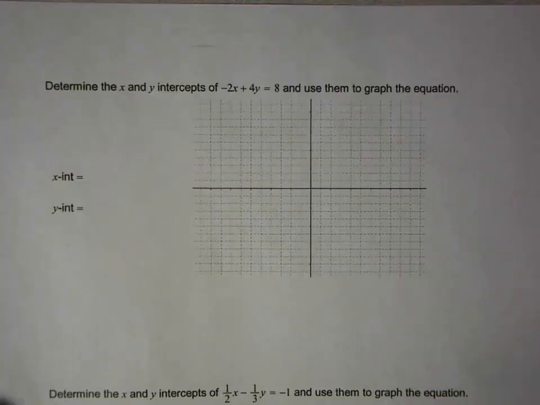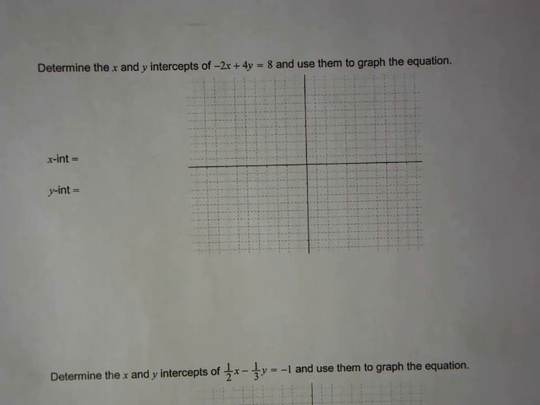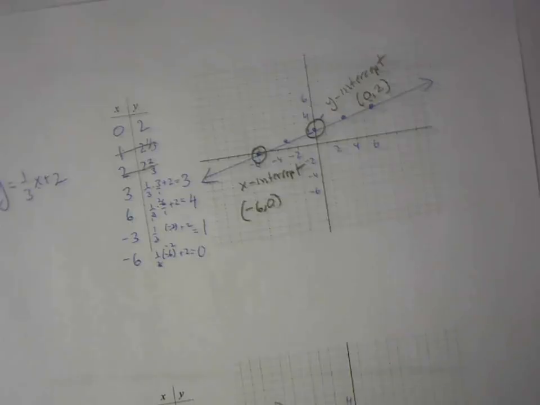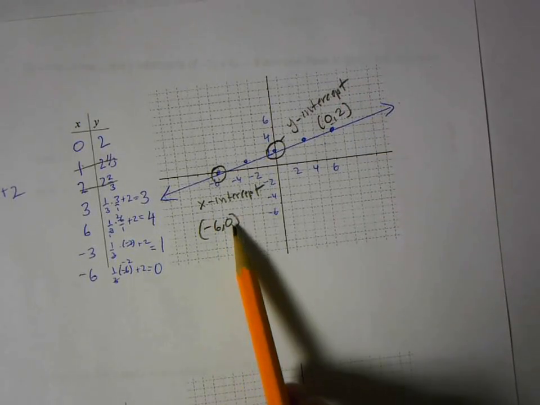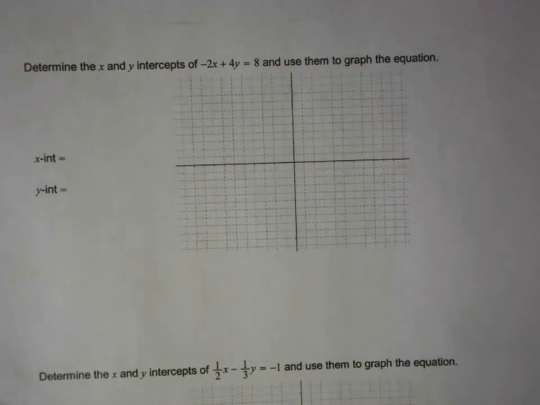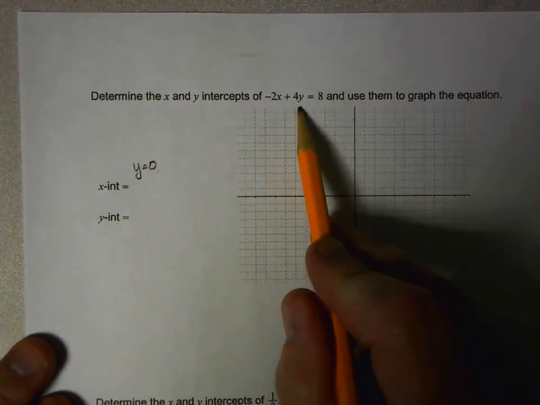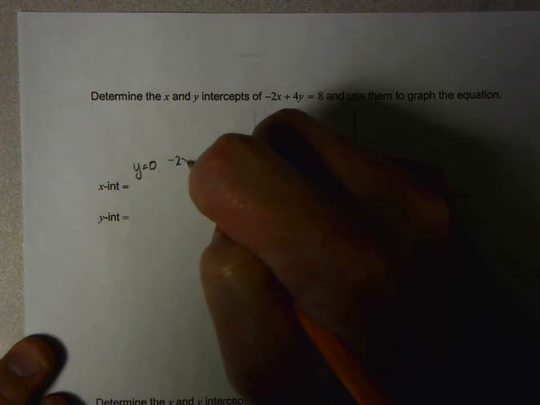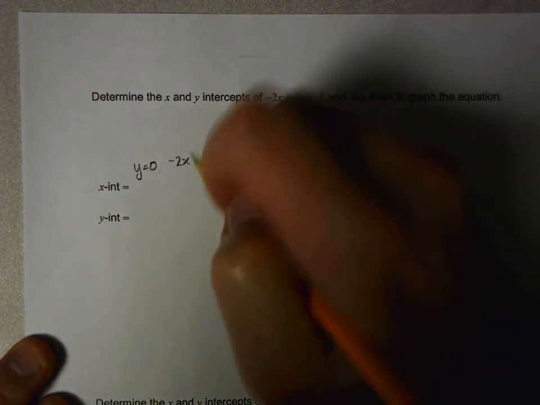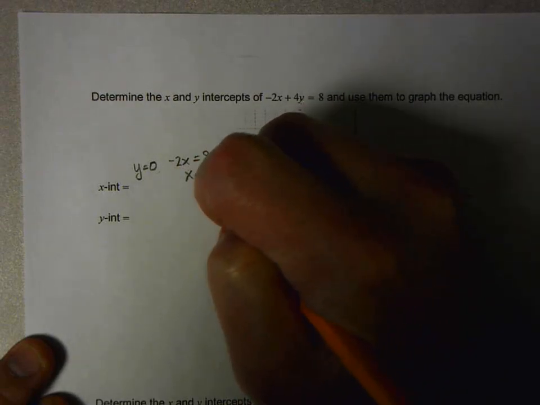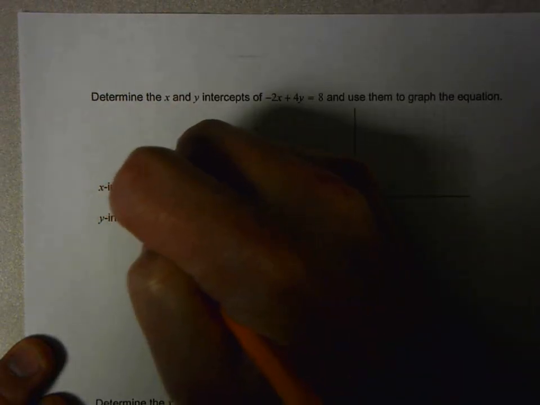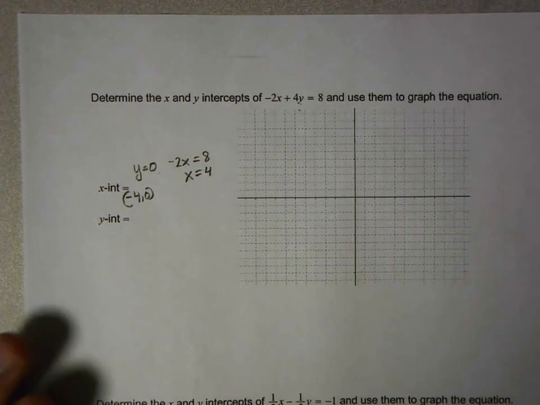Alright, so the next couple problems you're going to be asked to do, you're going to be asked to determine the x and y intercepts and use them to graph the equation. So, remembering what we saw here, to find the x-intercept, I want y to be 0. So I'm going to take y equals 0 and plug it in here. -2x, if I plug 0 in, 4 times 0 is 0, equals 8. Divide by -2, x is -4. So my x-intercept is the point (-4, 0).